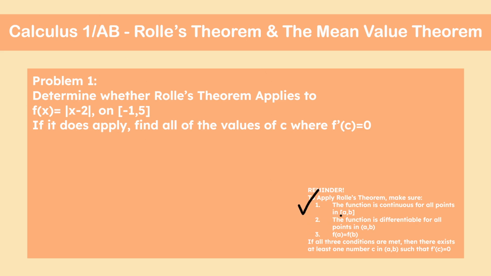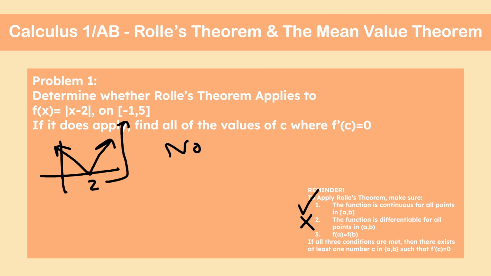The second condition asks, is the function differentiable for all points in AB. So for an absolute value function, the only point where it's not differentiable is when the absolute value is equal to 0, because there are going to be two different slopes at that one point, which means that the derivative will not exist at x equals 2. But as you can see here, 2 is within the interval, which means that Rolle's theorem does not apply because this condition is not met. So no, does not apply.